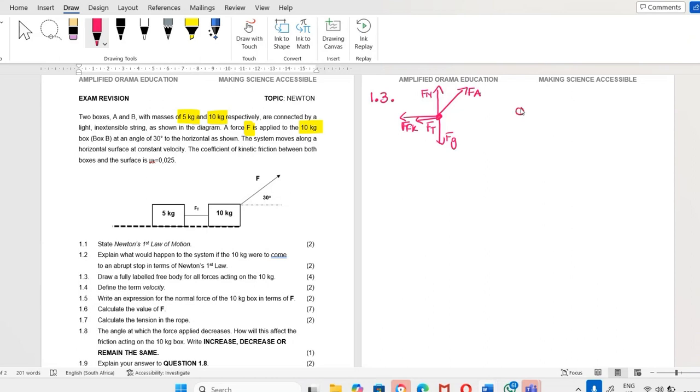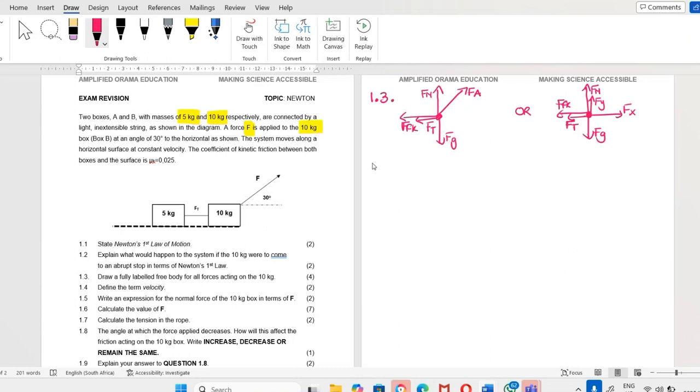And I prefer drawing the components of the applied force for easier calculation. And so we have the normal force Fn, then we have Fy, the vertical component of the applied force. We then have Fx, we then have Fg, and we have Ffk, and we also have Ft.